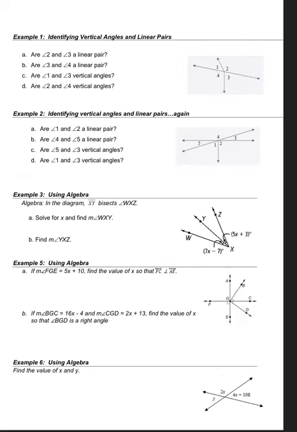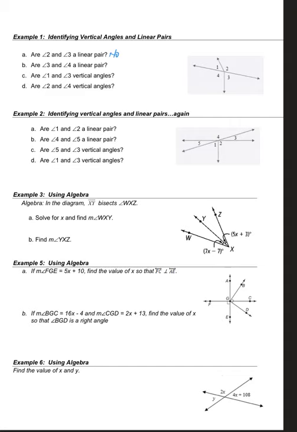Now let's take a look at a few examples and see if it makes sense. If I look at example 1, it says we're going to identify vertical angles and linear pairs. Part A says, are 2 and 3 a linear pair? Remember, we know linear pairs form a straight line. If I draw a line from this side of 3 and I go up, that did not include all of angle 2. So no, these are not a linear pair. They have to form a straight line.